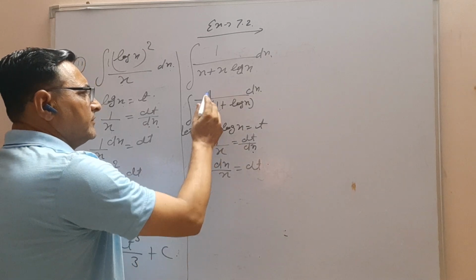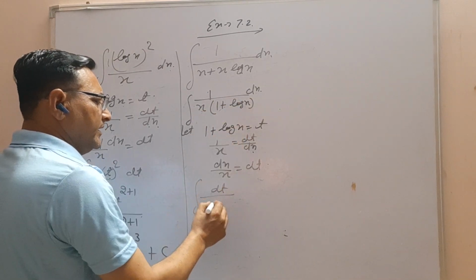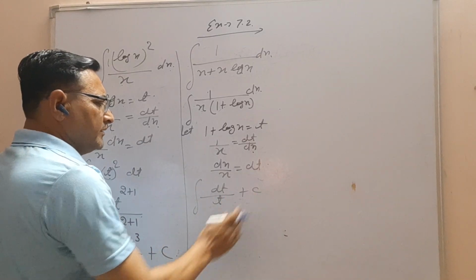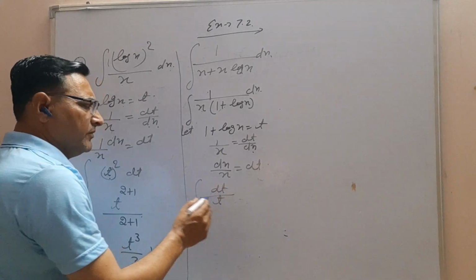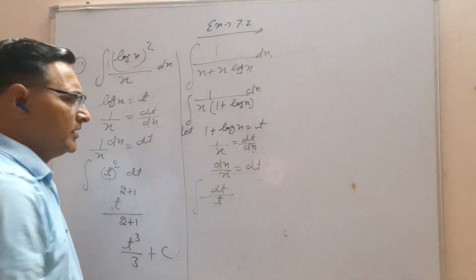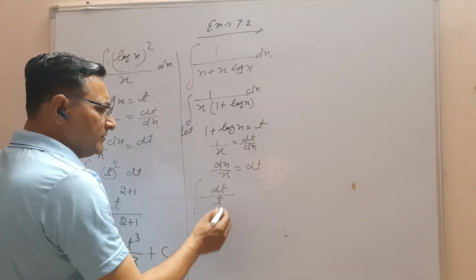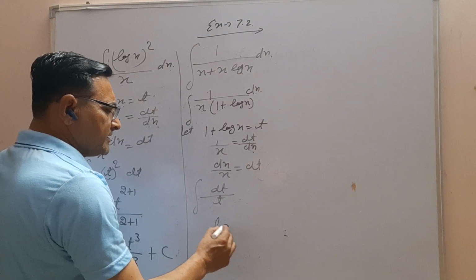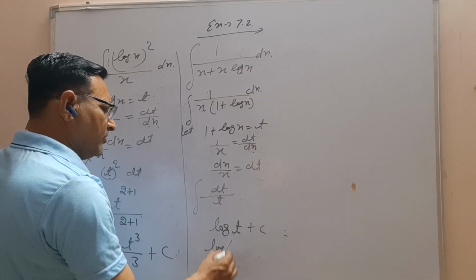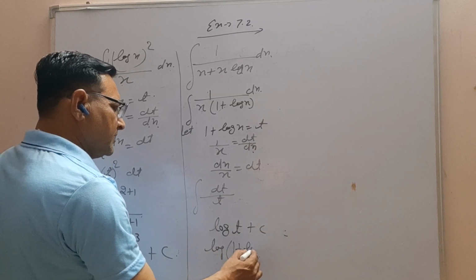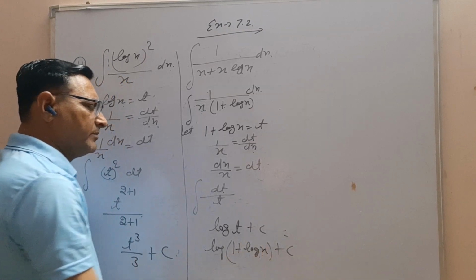It will become the integral of 1 by t dt. Not plus c here, because we will first do the integration. So 1 by t, in the denominator there is a linear function, so its integration is log of t plus c. Now you can put the value of t: log of 1 plus log of x plus c. That will be its answer.